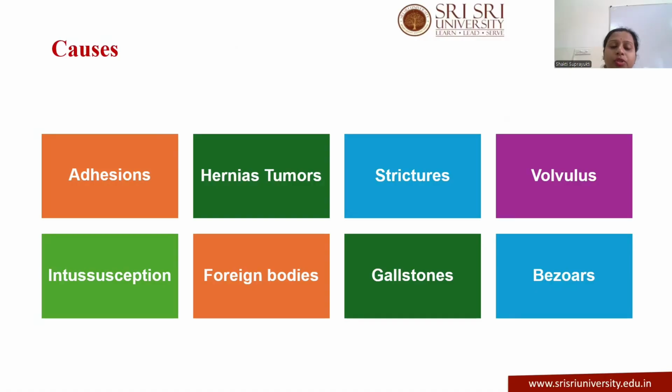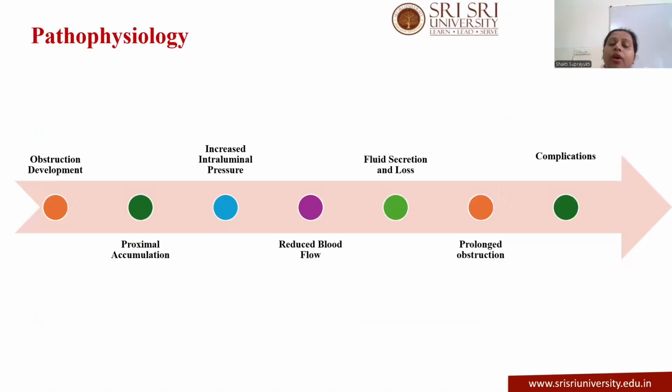Then the pathophysiology. In pathophysiology, according to the causes, the obstruction develops. First, number one is the obstruction development. The mechanical or functional blockage prevents the normal movement of food, fluid, and gases. This leads to proximal accumulation. Proximal accumulation is above the site of the obstruction and leads to distension. Then that leads to increased intraluminal pressure.